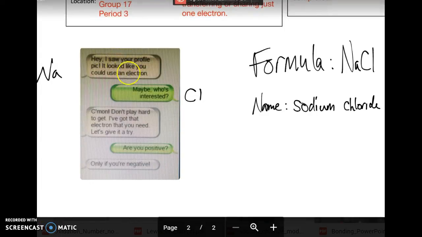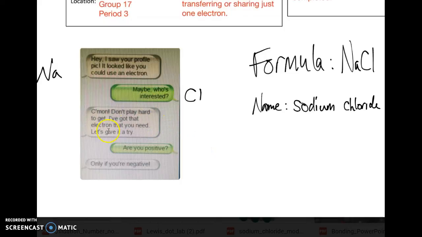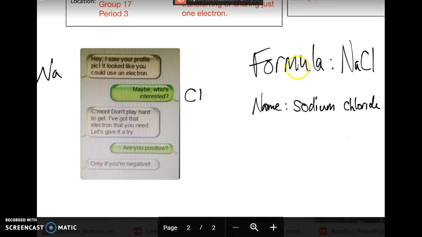Hey, solid pick, looks like you could use an electron. Maybe, who's interested? Blah, blah, blah. Are you positive? Only if you're negative. Super corny. Come on, don't play hard to get. I got that electron you need. Let's give it a try. You positive? Only if you're negative.